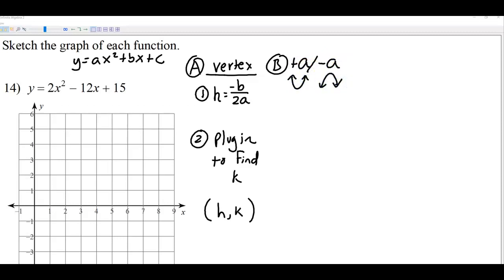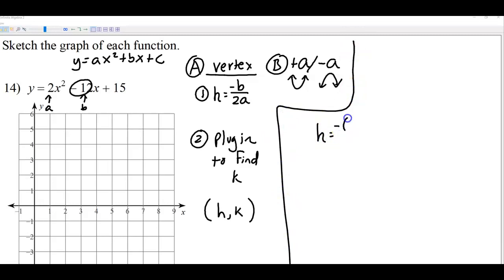So let's go ahead and begin here. This is my a, and this is my b. To find the vertex, we're going to do h is equal to negative b over 2a. The b value is negative 12. The a value is 2, which means I've got 12 over 4, which is 3. So my h value is 3.